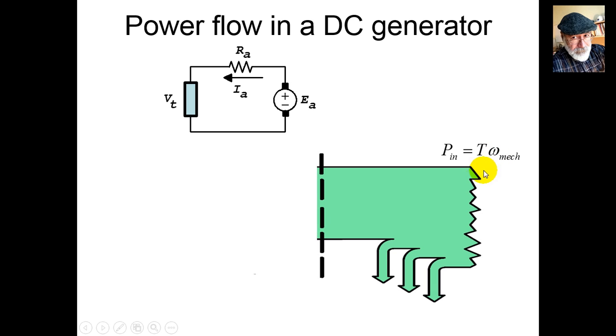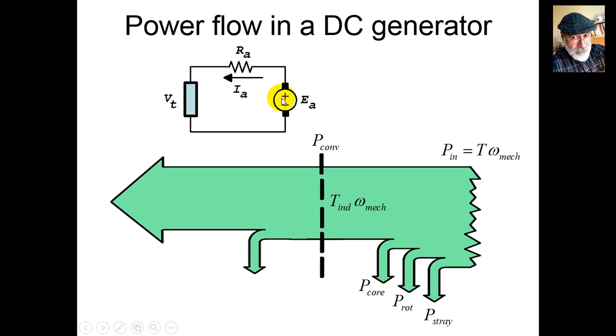Out of that input power, of course, we subtract the stray losses, rotational losses, and the core losses, and we hit the magnetic field. That magnetic field's power will be the induced torque, and that is slightly less than the input torque because of friction and all the losses, multiplied by the mechanical angular velocity in radians per second. That is the P converted on the mechanical side. That power will appear in the electric circuit over here in this E sub A source. And that value will be, of course, Ea Ia.